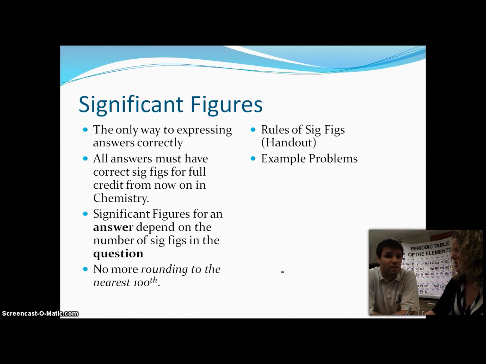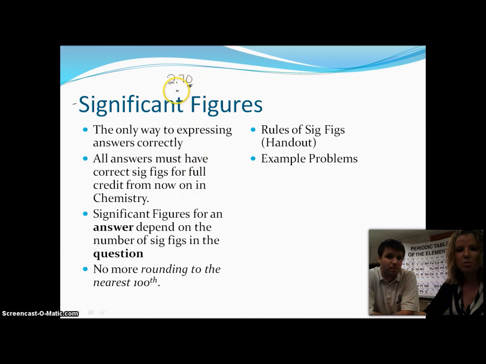Significant figures. So no more rounding. We're going to get rid of the zeros. No more, hey, Mr. Fitzsimmons, what do I round this to? Nope, you will know, and you will have a set of rules to follow for every answer that you get. This is the only way to express your answer correctly, by using significant figures. All of a sudden, those zeros at the end, so if you have 2.70, this zero is extremely important. All answers must have correct significant figures for full credit on your test.